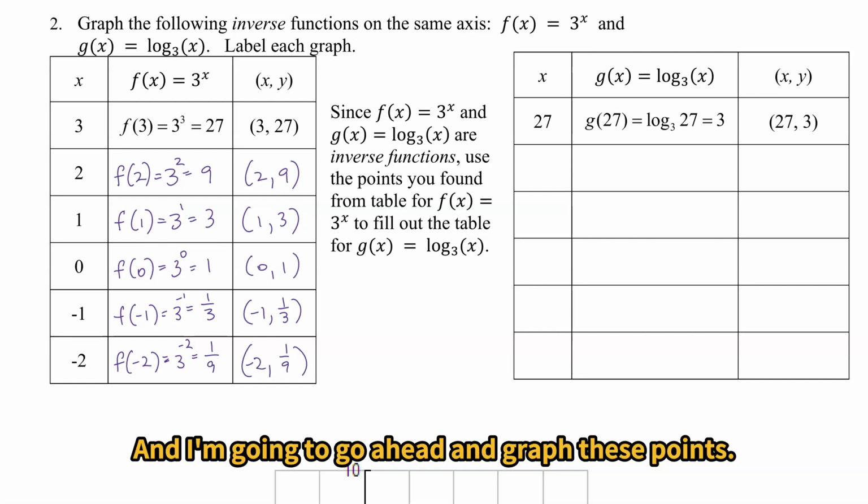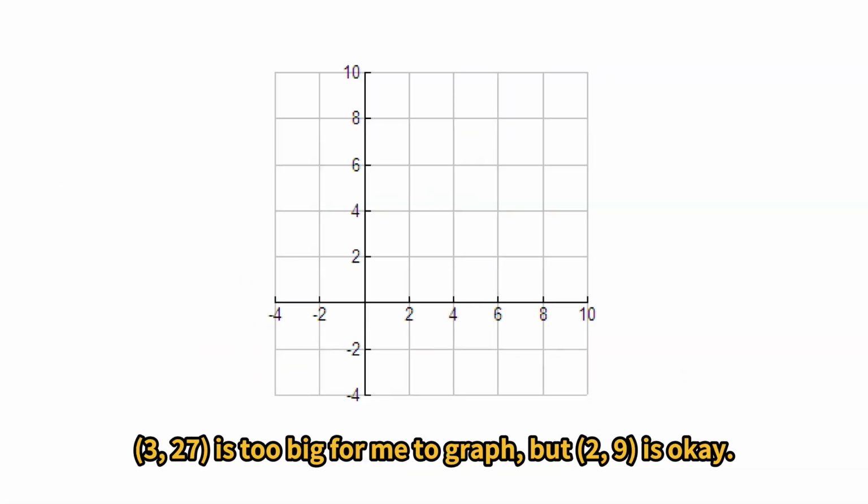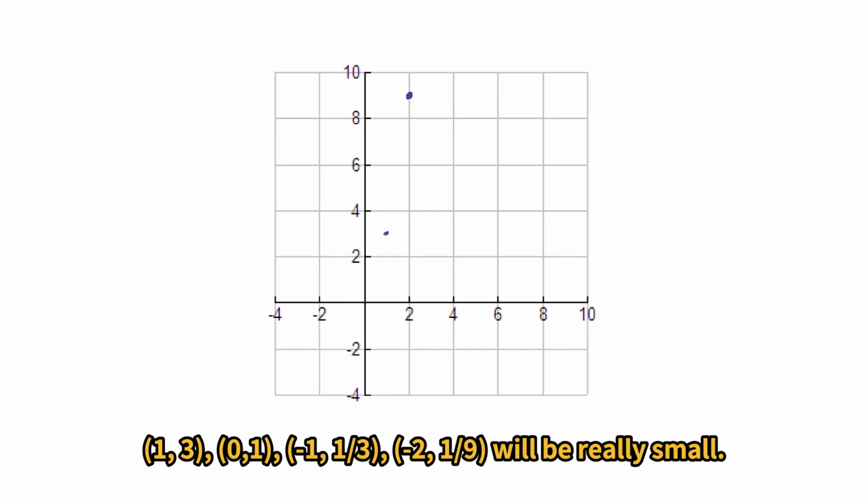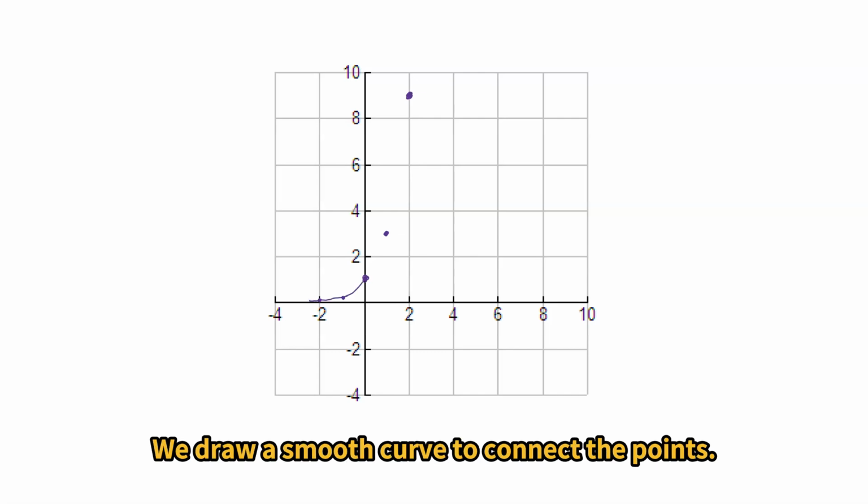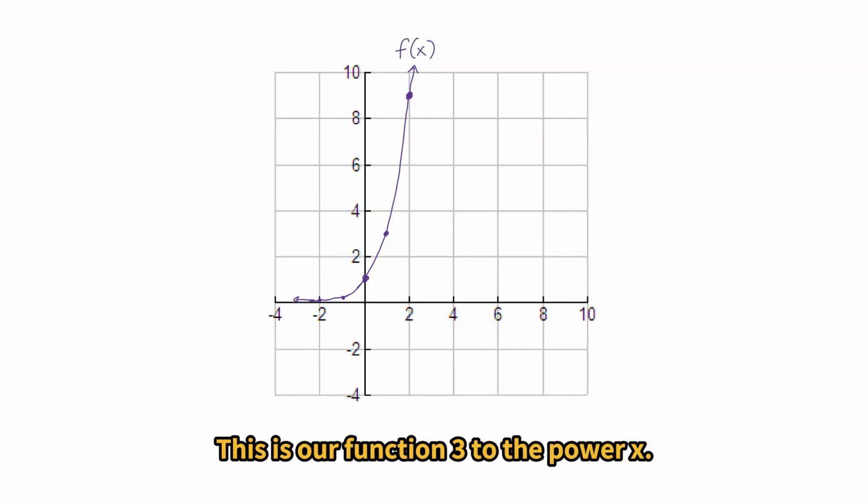I'm going to go ahead and graph these points. So 3, 27 is too big for me to graph, but 2, 9 is okay. 1, 3, 0, 1, negative 1, 1/3, negative 2, 1/9 will be really small. We draw a smooth curve to connect the points. This is our function 3 to the power x.